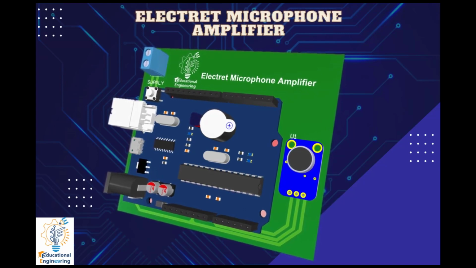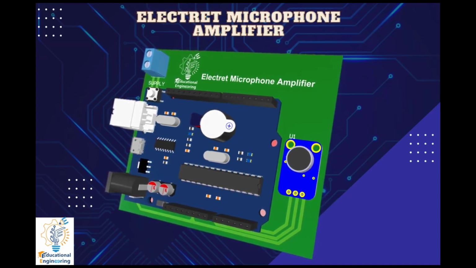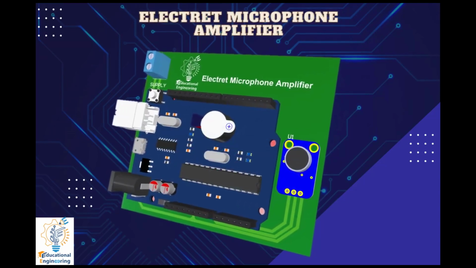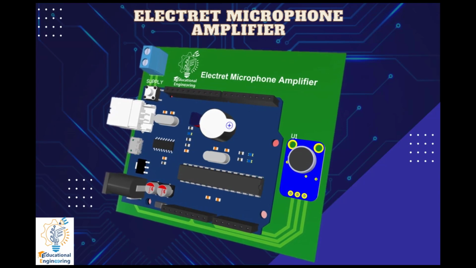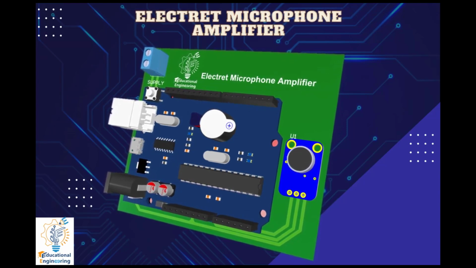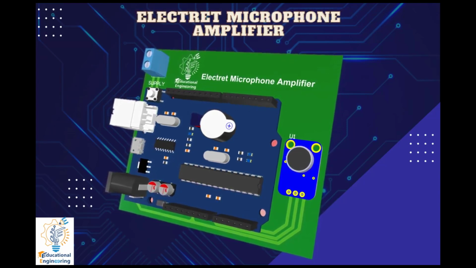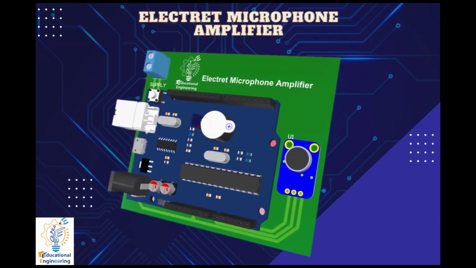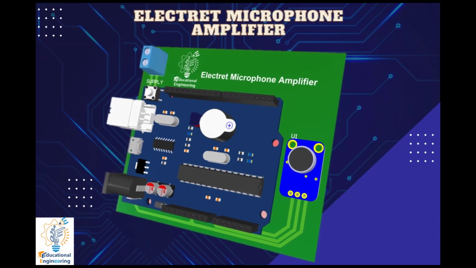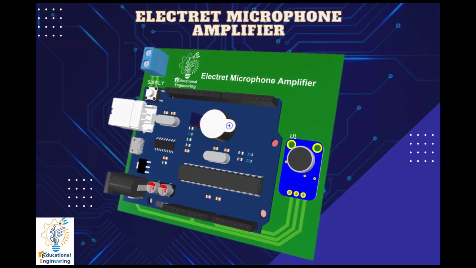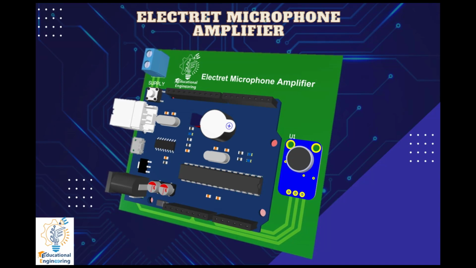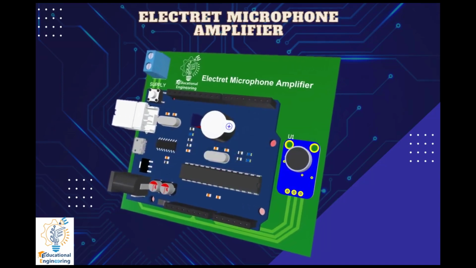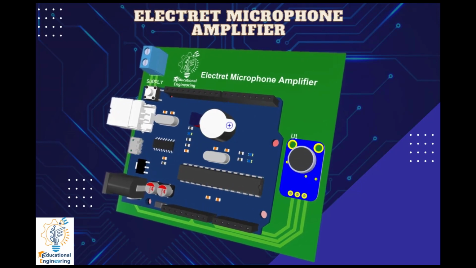Hi, and welcome again to another video. Today, we're gonna learn how to design an Electret Microphone Amplifier using Altium Designer. An Electret Microphone Amplifier such as MAX4466 is a circuit commonly used to enhance the signal from Electret microphones. It boosts the weak audio signal from the microphone to a level suitable for processing by devices like Arduino. This amplifier is often integrated into projects requiring sound detection or audio input capabilities.